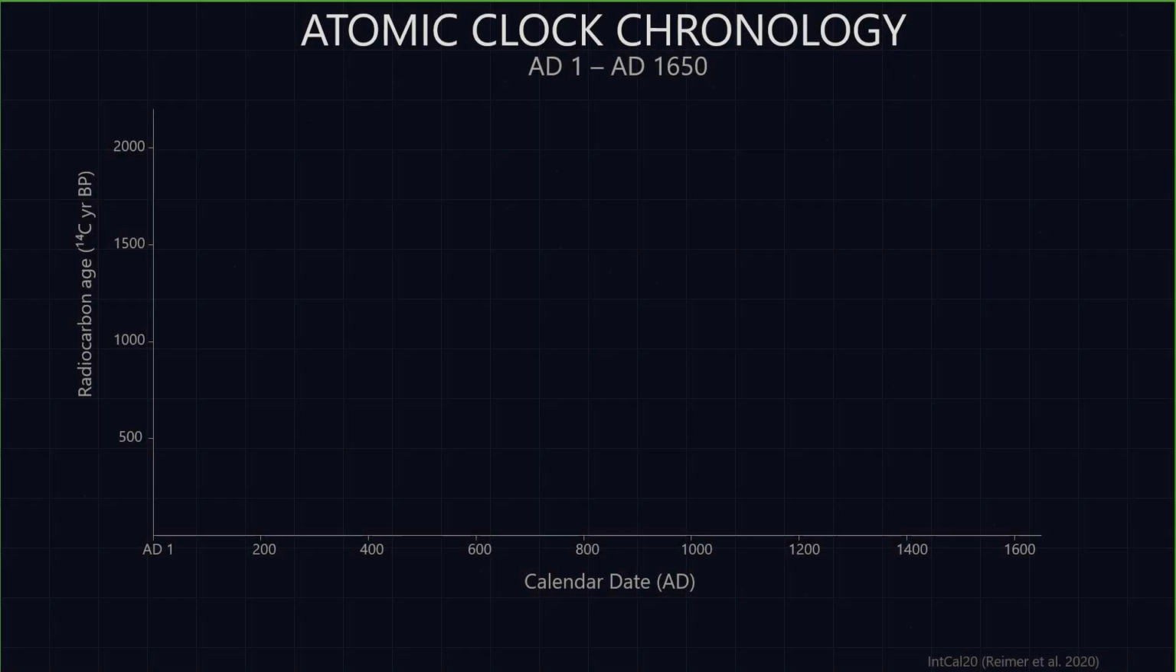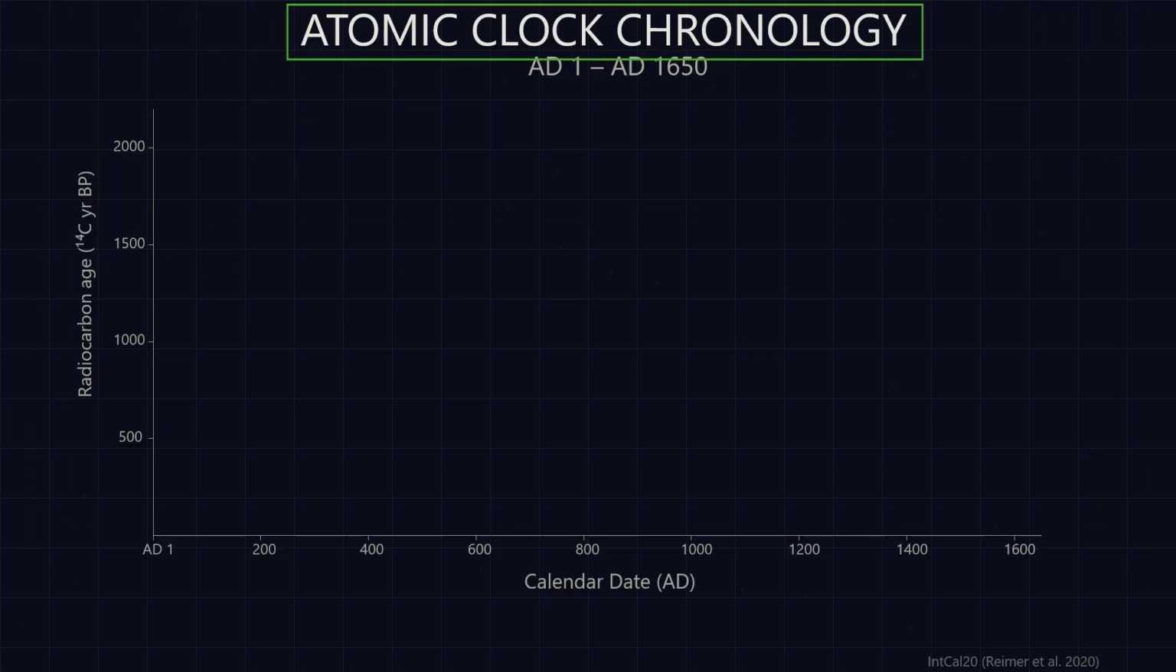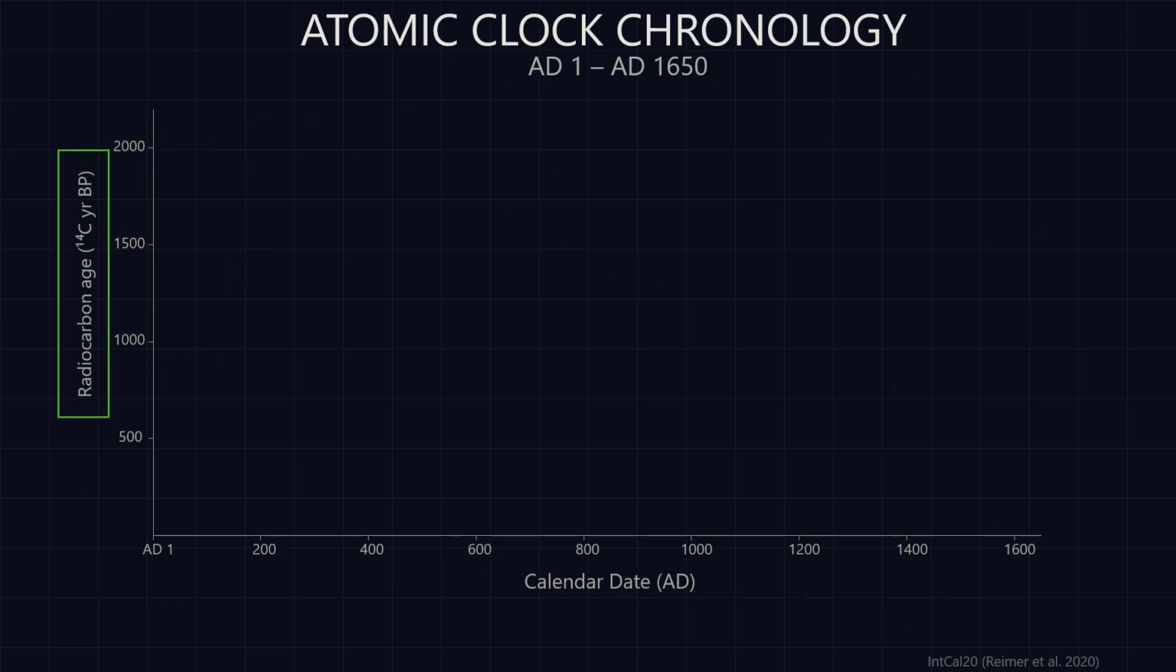C14 dating was invented in the late 1940s and initially assumed atmospheric C14 was constant, a flat, steady ratio across all of history. When they tested this method against objects with known dates from the Egyptian chronology, the numbers didn't match. The dates were off.